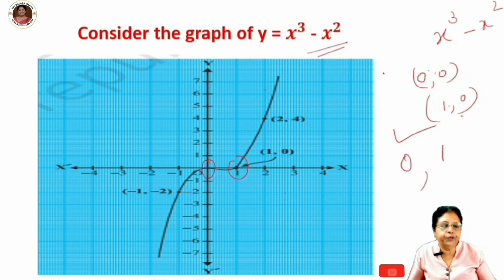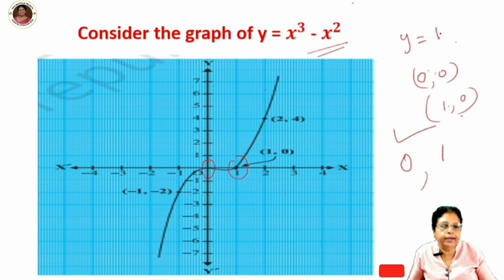See here, if you put the value x equal to 0, you get y equal to x cube minus x square, that is equal to 0 cube minus 0 square, that is 0. If you put x equal to 1, then what are you getting?